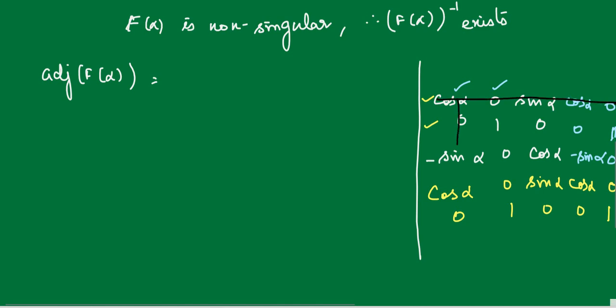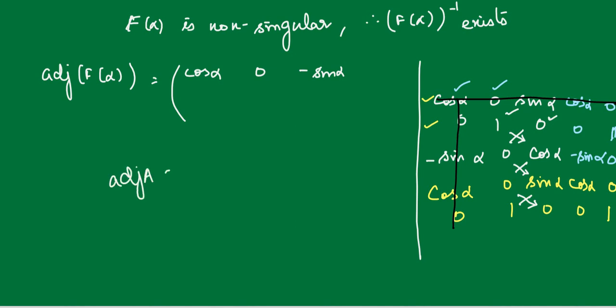So delete the first row, first column. Now simplify column wise, write it as row wise. 1 into cos alpha is cos alpha minus 0 into 0. So we take the first two columns, simplify: 1 into cos alpha minus 0 gives us cos alpha. Next 0 into sin alpha, 0 minus 0 into cos alpha gives us 0. 0 into 0, 0 minus 1 into sin alpha gives minus sin alpha. Since we know that adj of A is equal to the transpose of the cofactor matrix, we are going to take the transpose. That's why we simplify column wise and write it row wise. So we have finished the first row elements of the adjoint.